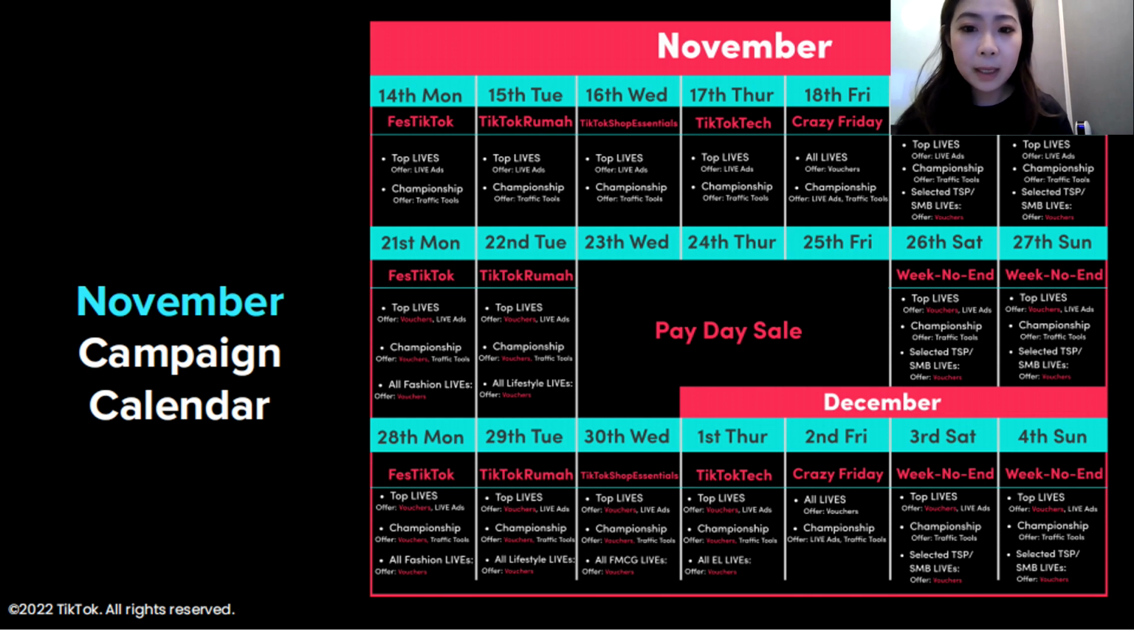For November, here is an overview of the different types of campaigns and what we have to offer during them. Like mentioned, every Monday is a fashion day, which we call Fast TikTok. Every Tuesday is our TikTok Ruma, which is a lifestyle day. Wednesday is called TikTok Shop Essentials, our FMCG day featuring subcategories like beauty, personal care, and food and beverage. And every Thursday is our TikTok Tech, featuring our electronics category.